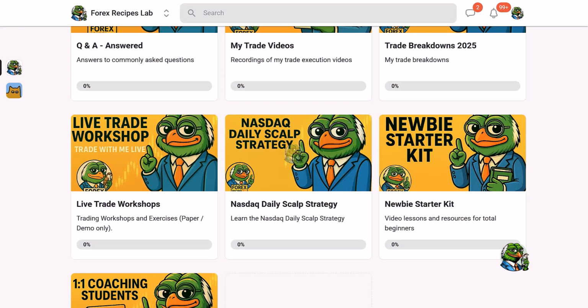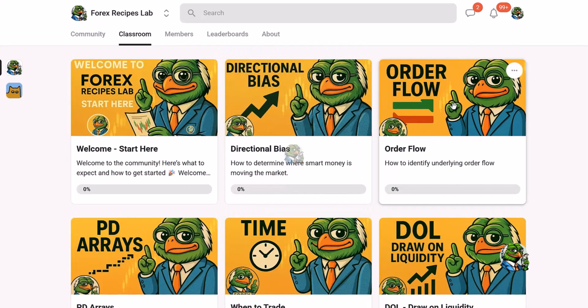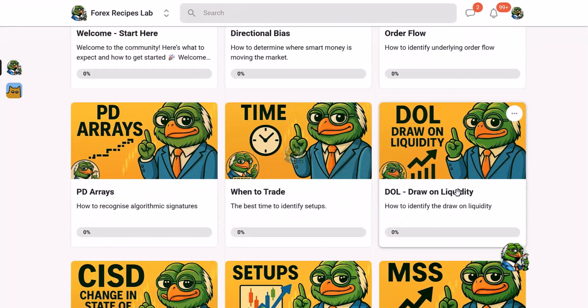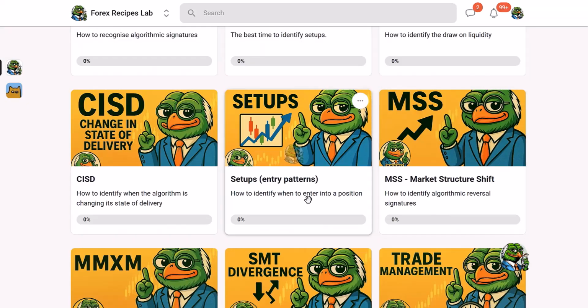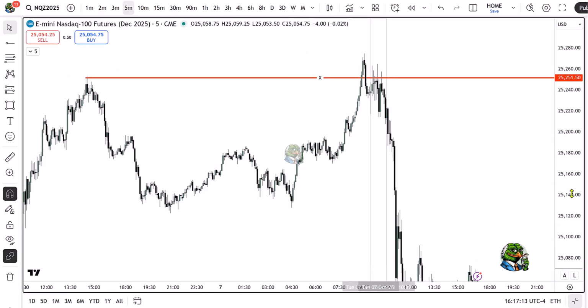It's all documented here, and everything you need to see in order to identify that setup is all documented in this sequence of classes. The order flow, the different signatures to look for, the best times, how to identify the drawn liquidity, how to actually identify that setup, what you need to see. Things like the change in state of delivery, the market structure shift, and a whole range of things and the different models. And so here we can see that at the right time, the market has taken out buy side liquidity on the left. And then, as I said, I look for two specific things.